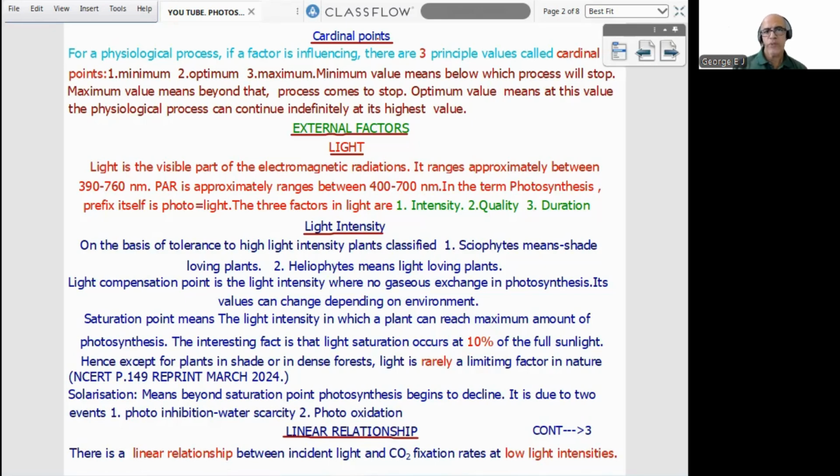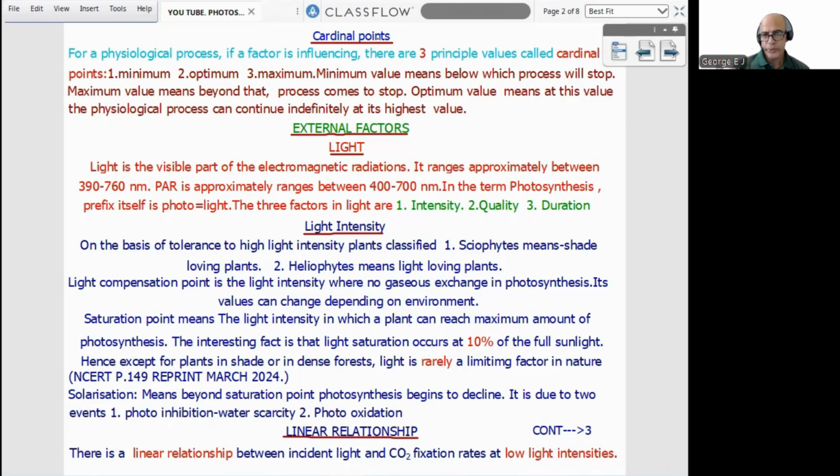Now, external factors. First is light. We studied light earlier, so this is just a repetition. Light is the visible part of the electromagnetic radiation, as you already know. It ranges approximately between 390 to 760 nanometer. Along with it, you will remember the term PAR, photosynthetically active radiation, which ranges approximately between 400 to 700 nanometer.